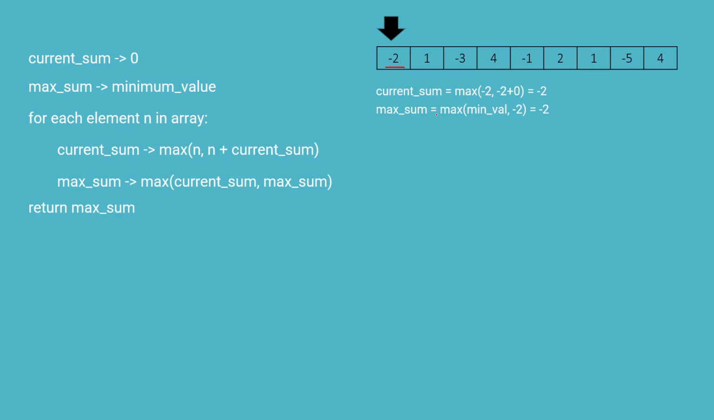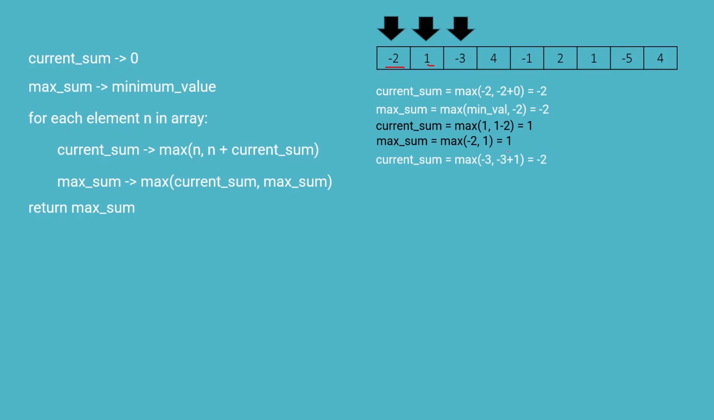So we move forward to the next integer. Here we also update the value of current sum. The current element is 1 and we add 1 to -2. So definitely here 1 is larger, so current sum is 1, and 1 being greater than -2, the maximum here is also 1. Now we move forward to the next position, that is -3.